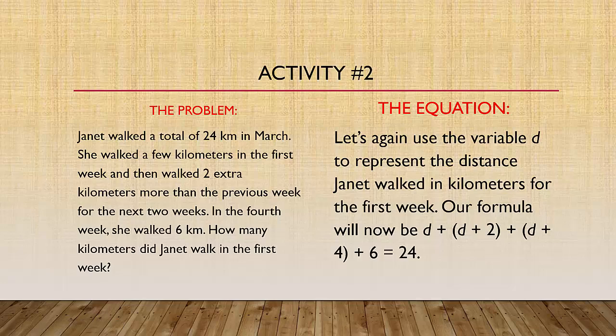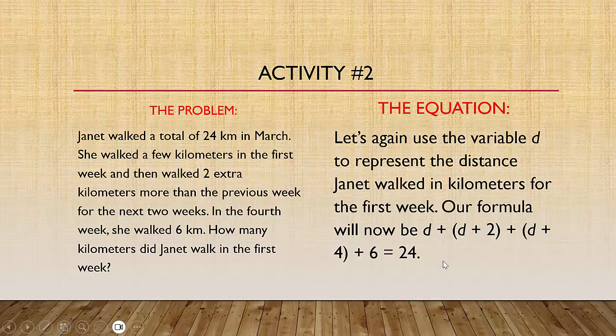So we're going to represent the first week by D, so that's why that's here. Then we're going to add it to D plus 2. We're going to put that in brackets so that it will tell whoever's solving it to solve whatever is in these brackets first. So we have D plus 2 because in the second week, she walked 2 extra kilometers than she did in the first week. So that's why we put D plus 2 in there.